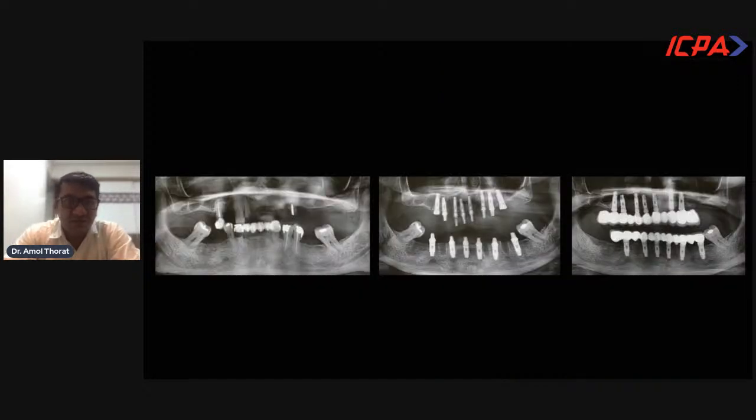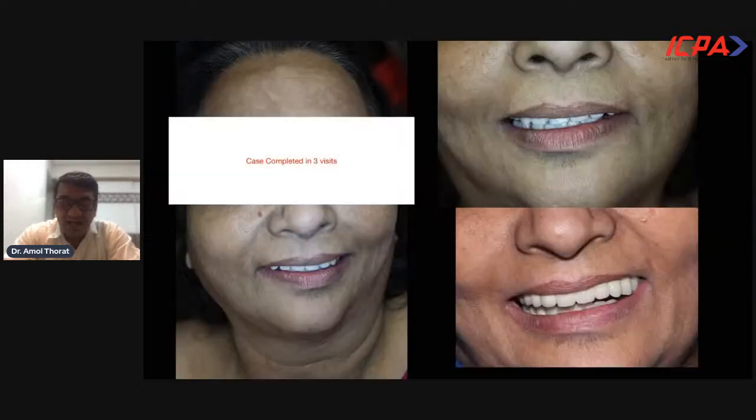So we started from here, and this is the final outcome, and this is how the patient looks. The case was completed in 3 visits. The first visit, we placed the implants and gave the provisional restorations. We waited for about 4 to 6 months, 4 months, and then at a later stage, we took the impression and gave her a metal ceramic prosthesis.